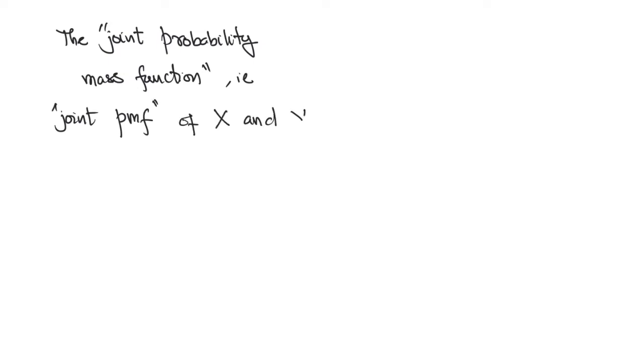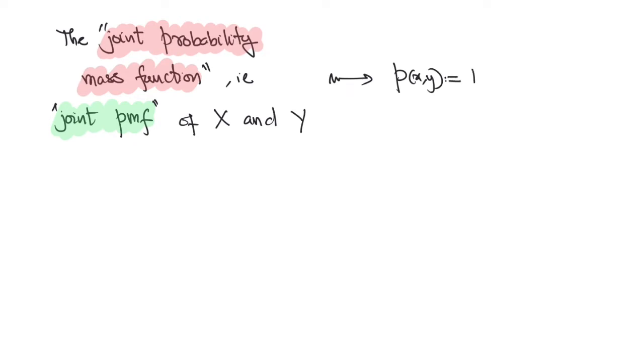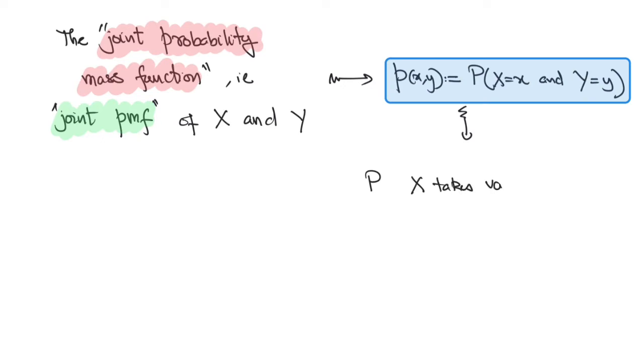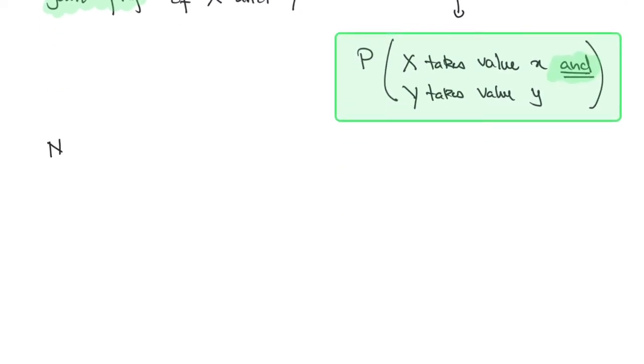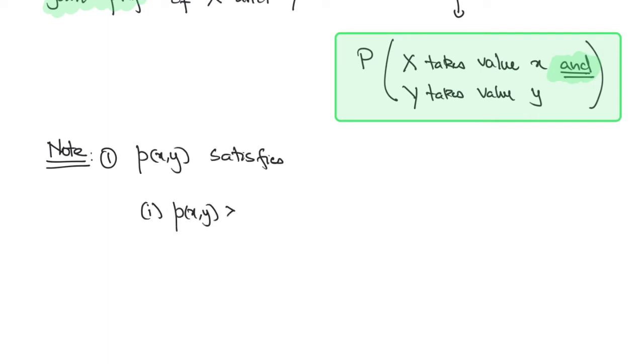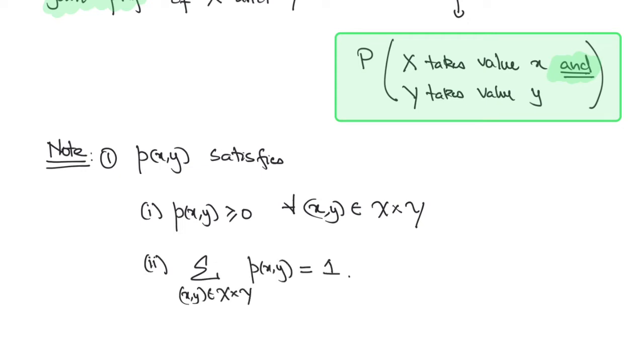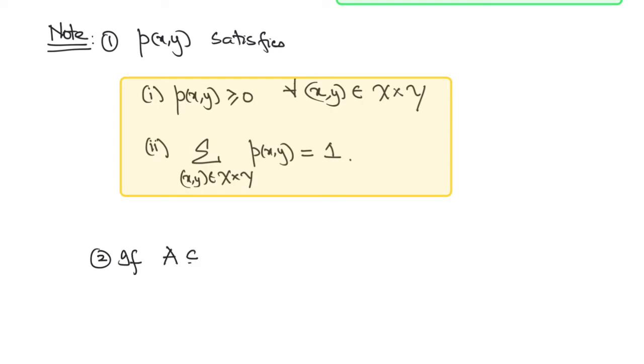In this setting, the joint probability mass function, that is the joint PMF of the random variables x and y, is defined as the function p(x, y) equal to the probability that X takes the value small x and Y takes the value small y. This is the probability of the intersection of two events. Note that p(x, y) will satisfy these two defining properties, that p(x, y) is always going to be greater than or equal to 0, and the sum over all pairs of the function p(x, y) is going to equal 1.